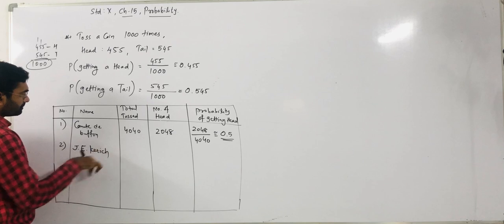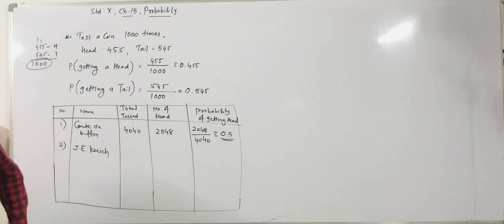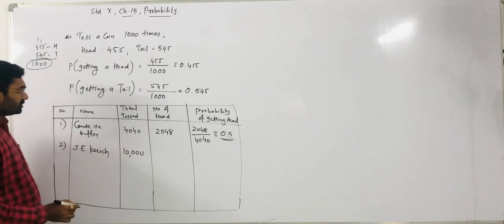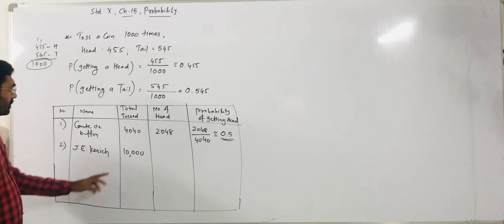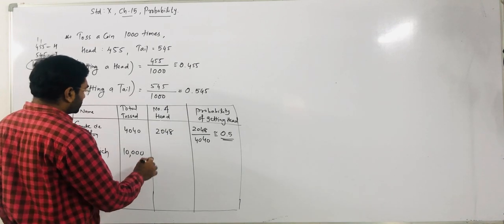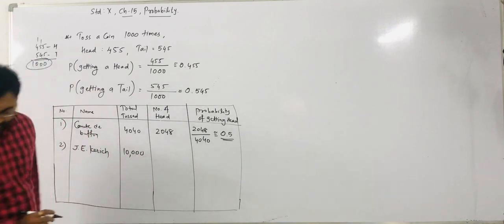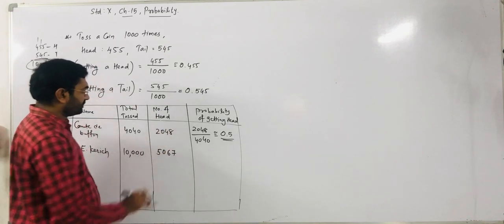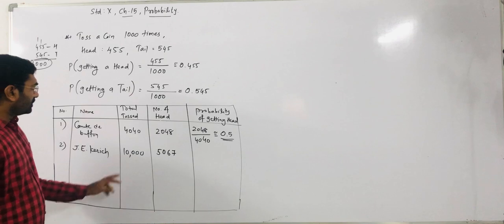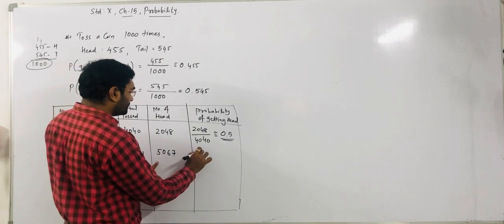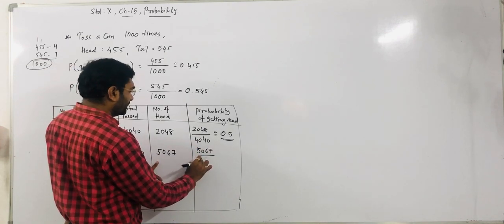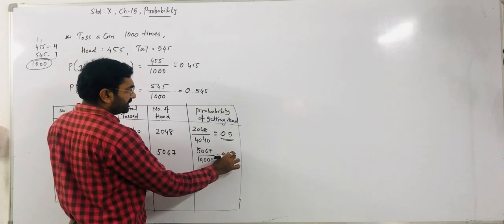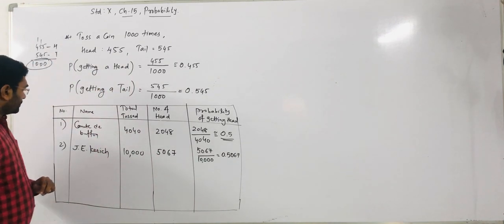J. Kerrich tossed a coin 10,000 times. Out of 10,000 tosses, he got a head 5,067 times. So to find the probability of a head, we divide 5,067 by 10,000, and the probability we get is 0.5067.